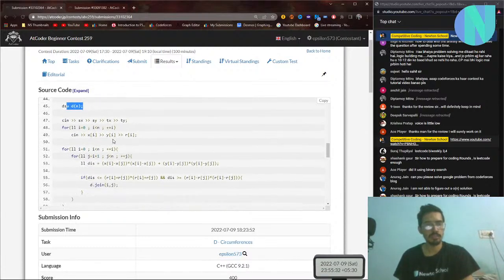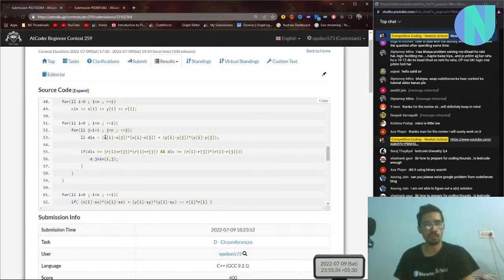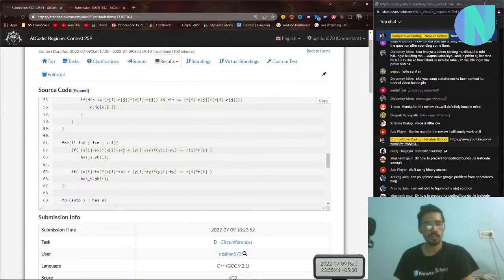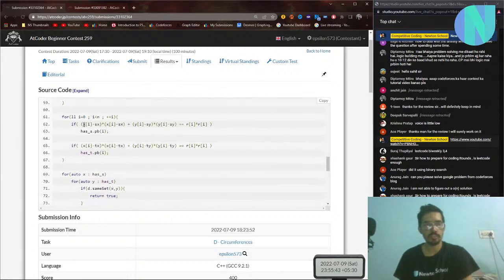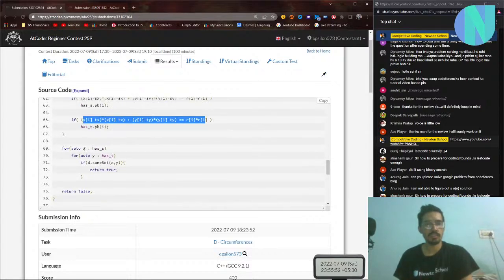So here I'm keeping a DSU, and here I'm checking if 2 circles are intersecting or not. If they are intersecting, I am adding them into the DSU. Then I'm checking which circles contain sx sy and which circles contain tx ty. Then for every circle that has s and every circle that has t, if those belong to the same set, then we can move from s to t. The answer is true, otherwise the answer is false.